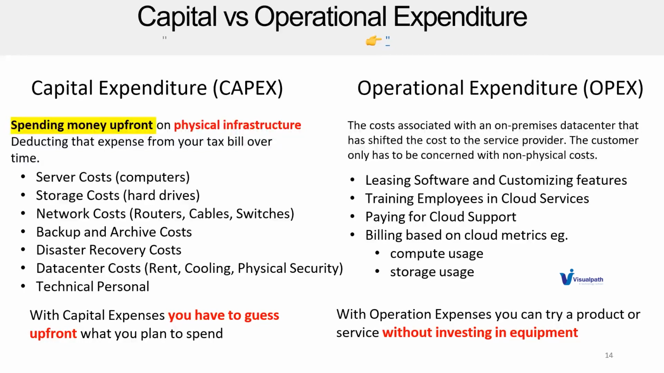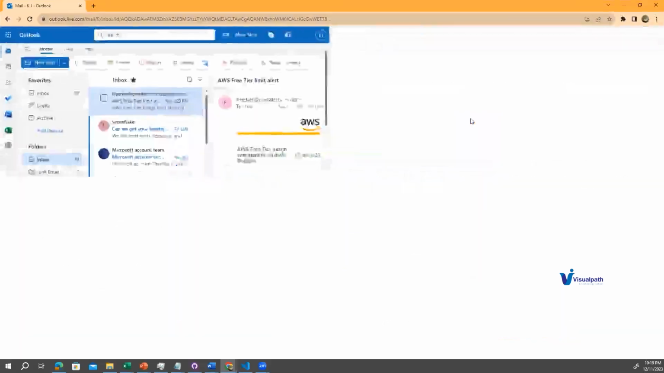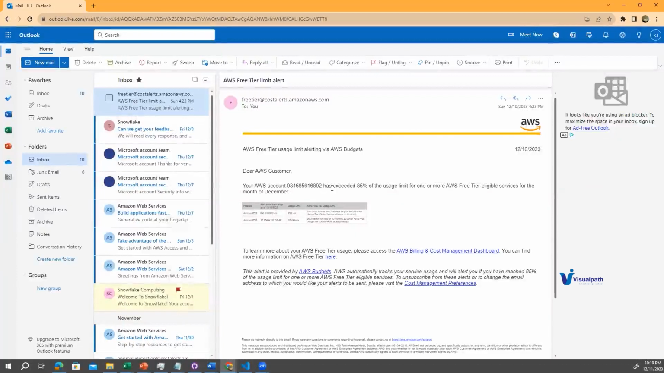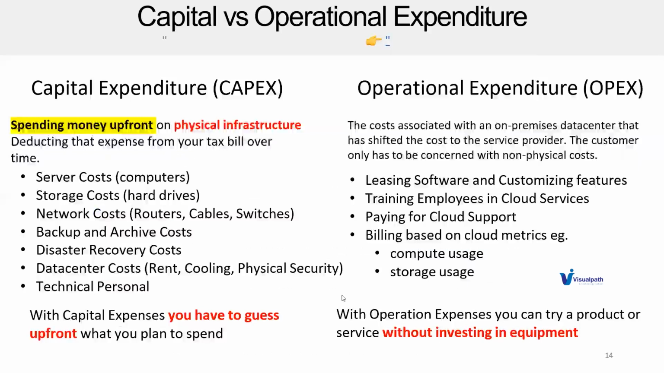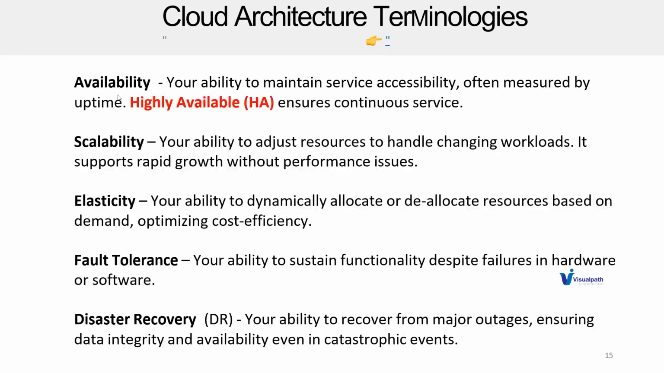So I can try to show you how you get this particular billing. Suppose when you try to see this one here, you see here, your AWS account has exceeded 85% of the usage limit for this particular month of December. Like that, they'll give you. This is what you'll be spending monthly, right? That's why it is called operating expenses. That means that with operating expenses, you can try a product or service without investing in the equipment, basically.